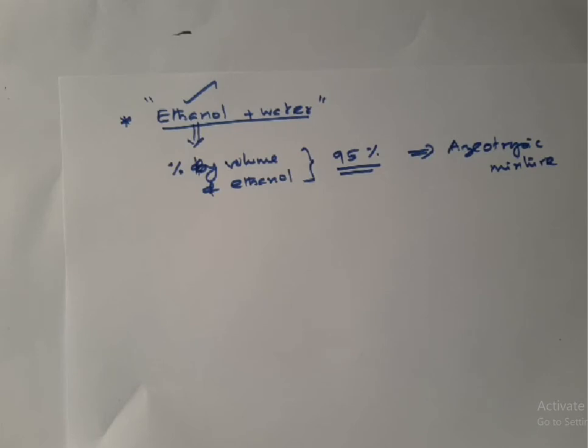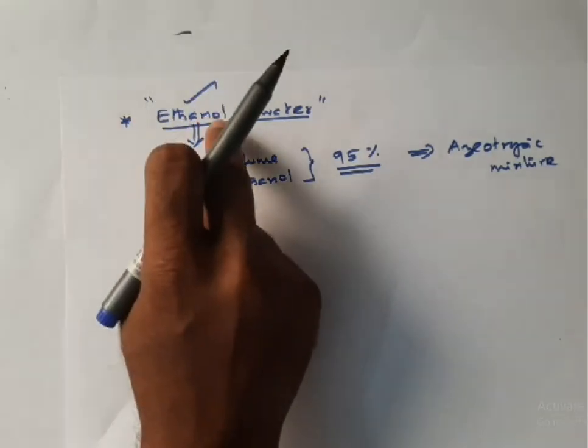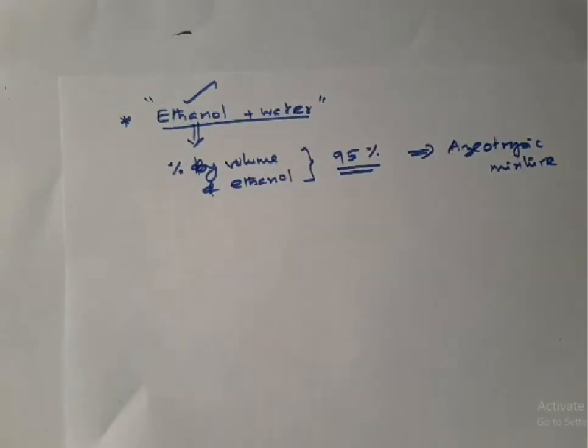Last class I told you, students keep this in mind: whenever alcohol is present, the solution usually shows positive deviation. It's a simple trick, keep this in mind. Whenever alcohol is present, usually the solution will show positive deviation.